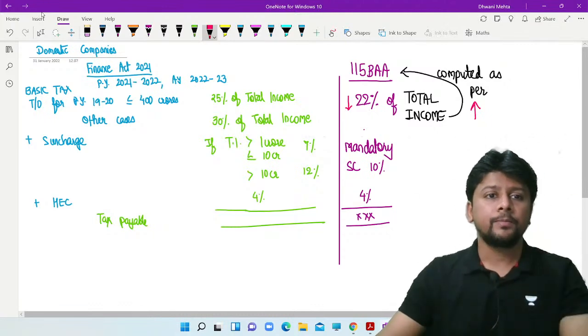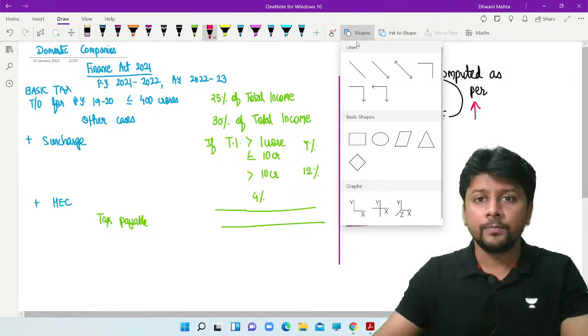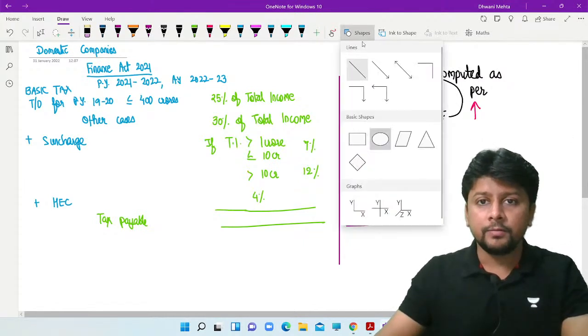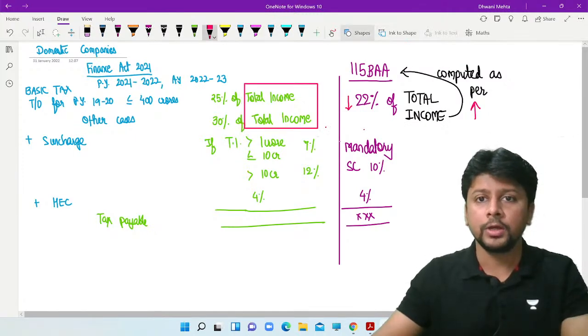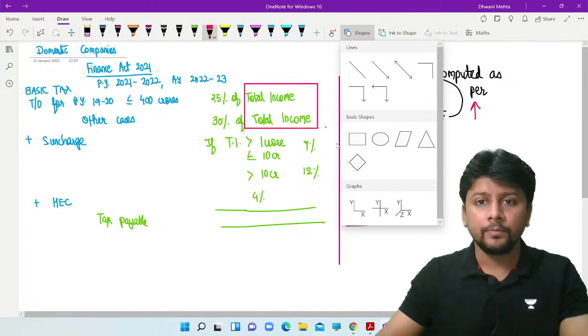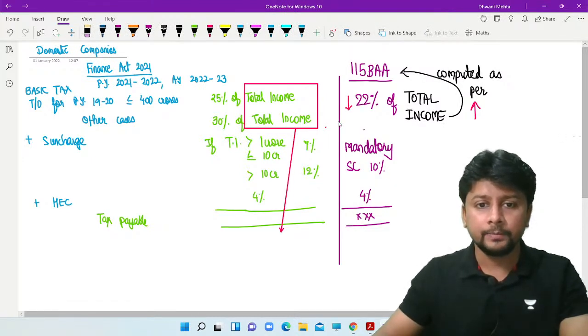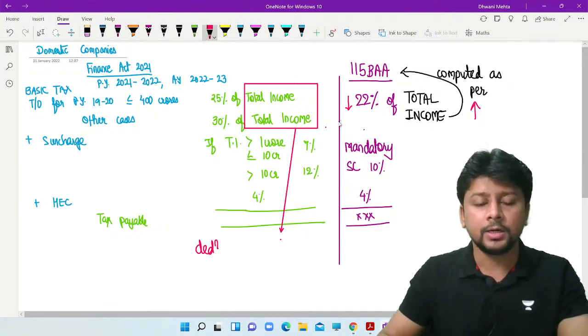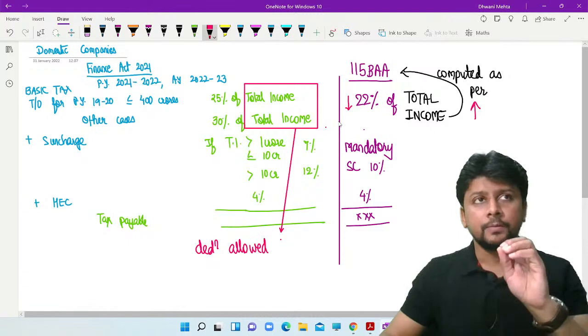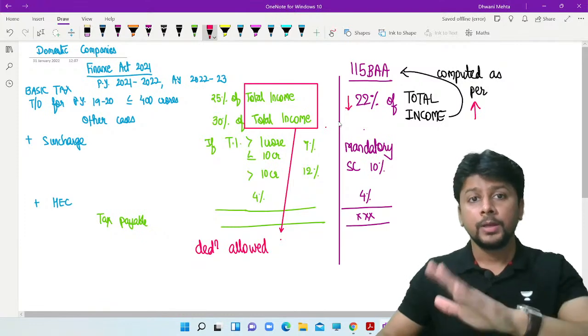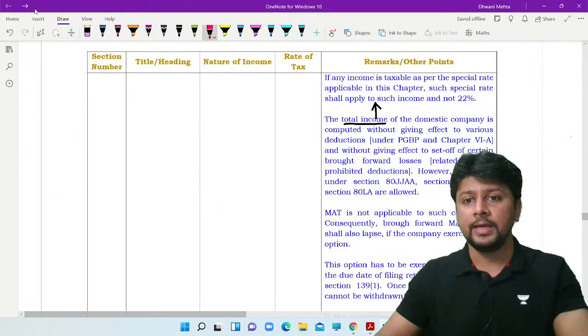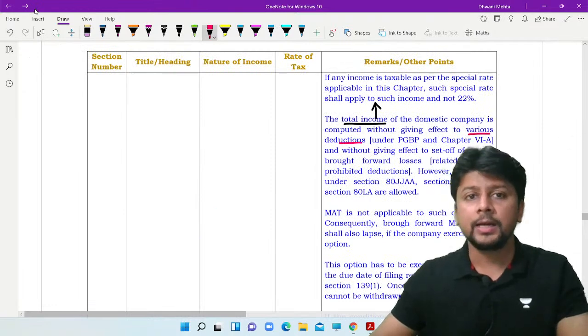If you pay tax as per Finance Act 2021, then this total income is computed in the normal fashion. Normal fashion meaning all the deductions will be allowed, all the deductions under each head of income, all the deductions from gross total income, all of them are allowed. But when you come to 115BAA, various deductions are not allowed.